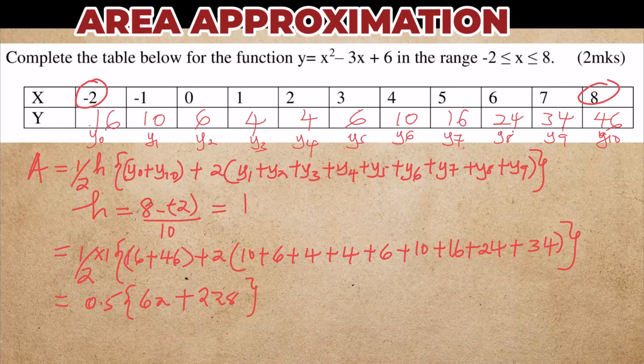228, like that. So this one, when you work it out, you multiply 0.5 by, put the brackets, then 62 plus 228, that will give 145 square units. So that is the area by use of the trapezoidal rule. We go to the next.